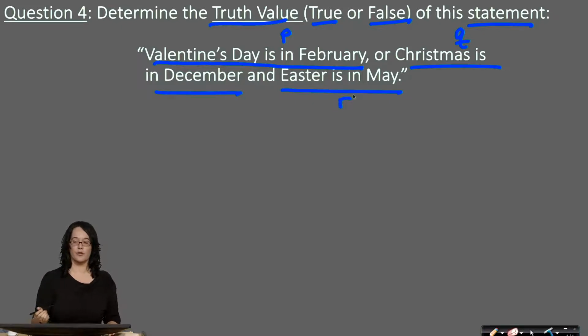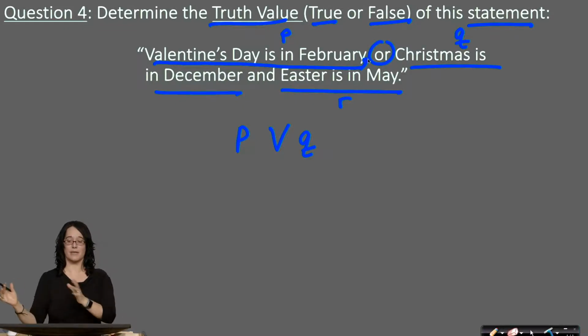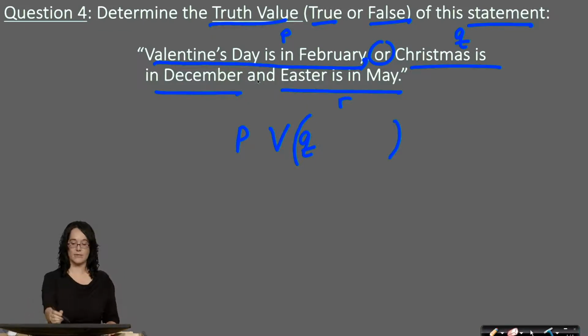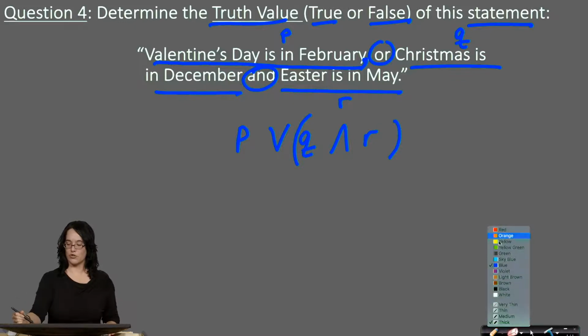Okay. So what you could have done is written this symbolically as P or, so that's the or symbol that we see here, Q, Christmas is in December. But notice it's telling us with this comma that everything after the comma is together. So I need to put everything after the comma in parentheses, right? Q and, that's what this symbol says here, and Easter is in May, R. Okay. So then if you knew which of these is true and which is false, you could answer this question really easily.